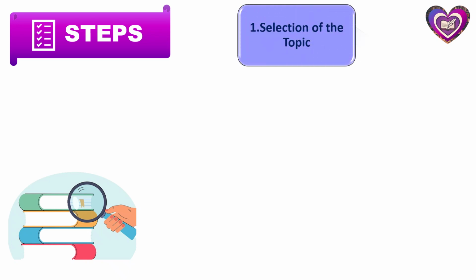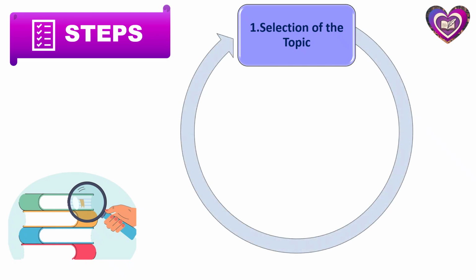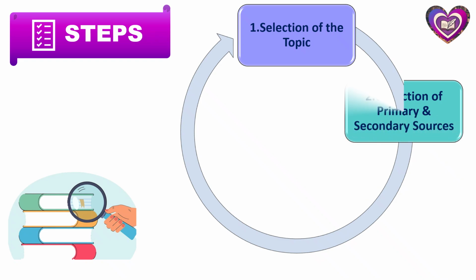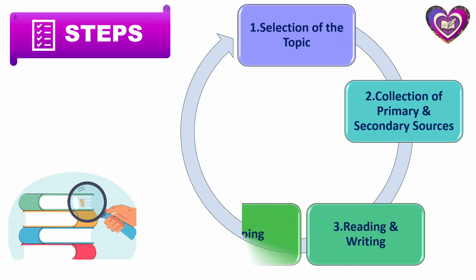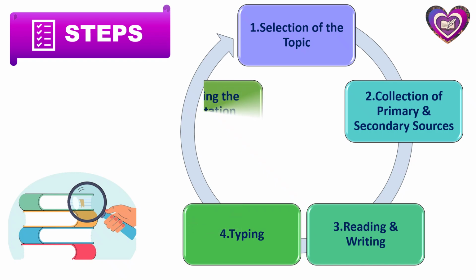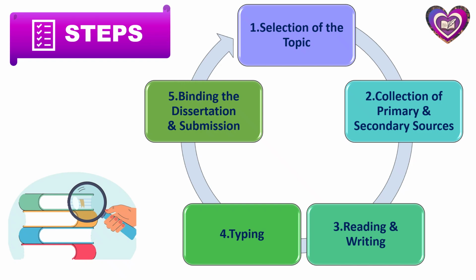Number 1, selection of the topic. Number 2, collection of primary and secondary sources. Number 3, reading and writing. Number 4, typing. Number 5, binding the dissertation and submission. Please refer to our videos on the selection of the topic and writing a project proposal.